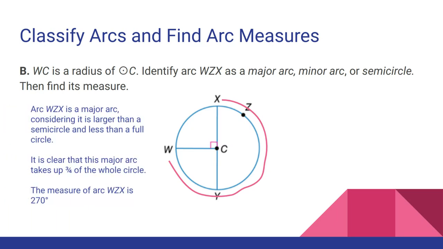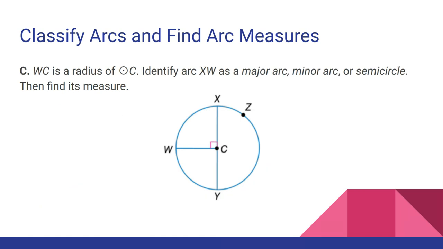So arc WZX is a major arc, considering it is larger than a semicircle and less than a full circle. It is clear that this major arc takes up exactly 3/4 of the whole circle. Also notice we have a right angle right here that is not a part of our arc. So we know that this arc is 90 degrees, meaning that the remainder of my arc is going to be 360 minus 90, or 3/4 of 360, which is going to get me 270 degrees.